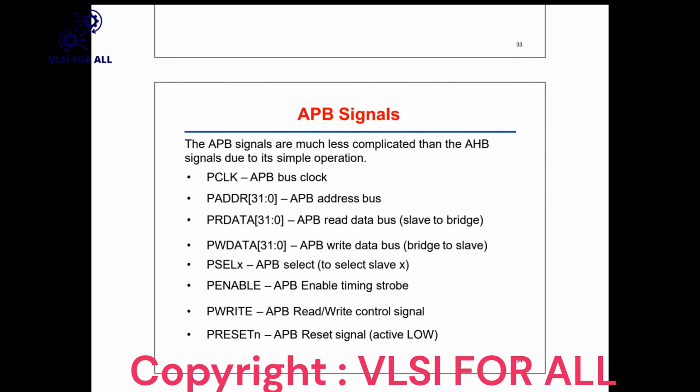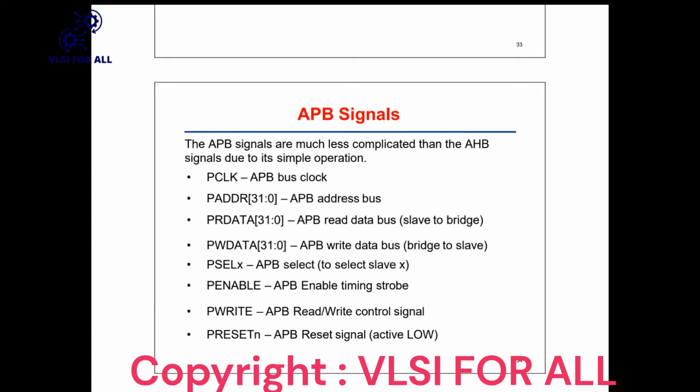Then selection will be there. Selection is the line through which you select the slave. APB has a single master that has to communicate with multiple slaves, but at a time it can communicate with only one of the slaves. Let's say we have five slaves and one master. Amongst these five slaves, the slave with which the master has to communicate is decided by the selection signal. PSEL will be high for that particular slave, and only that slave will communicate with the master. The rest of the slaves will be deselected.